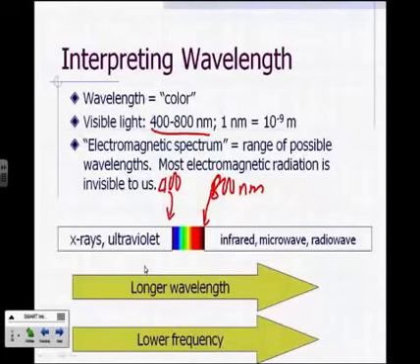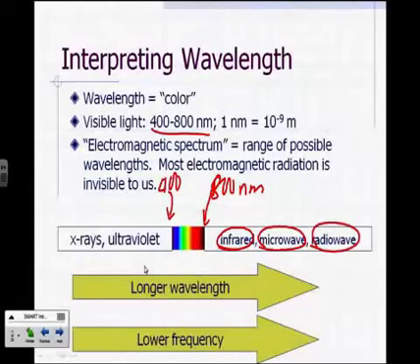Okay, so past the red, you have longer wavelengths. Those types of electromagnetic waves are called infrared, and with even longer wavelengths you have microwaves, okay, and then longer than that you have radio waves.